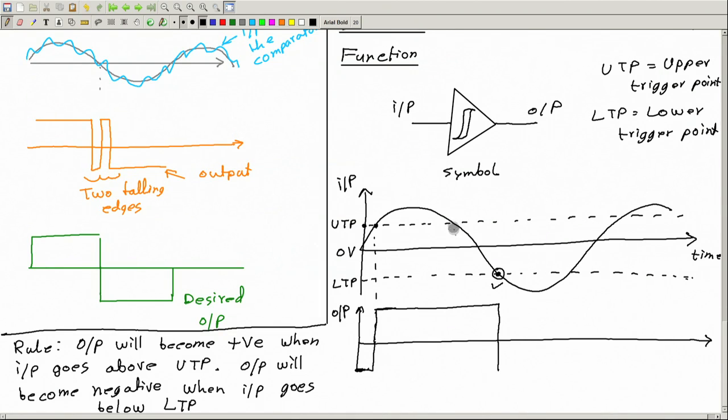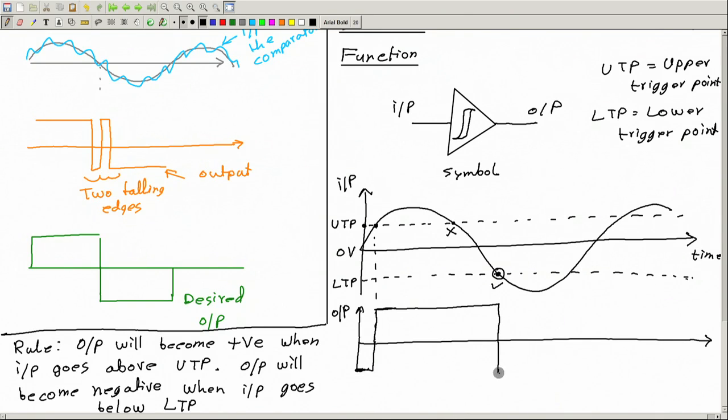Okay, so the output is not going to change here. Note that output is not going to change at the moment when input is coming below upper trigger point. No, at this moment output is not going to change. Even at this moment when input is going below 0, output is not going to change here. Not here, not here, only here. When the input goes below lower trigger point, output goes to negative.